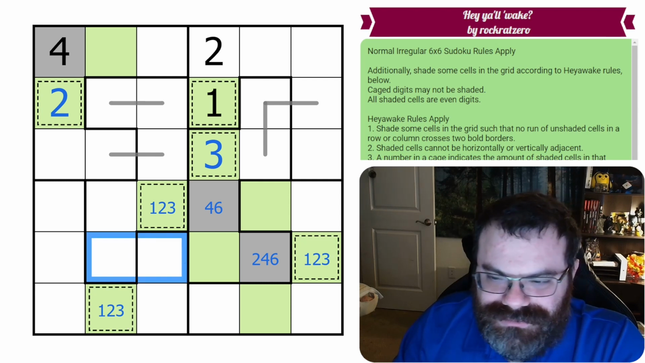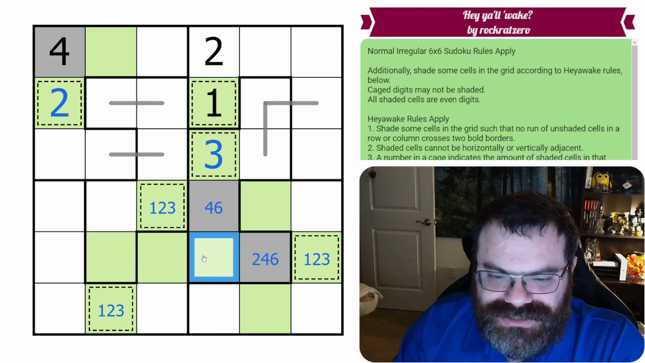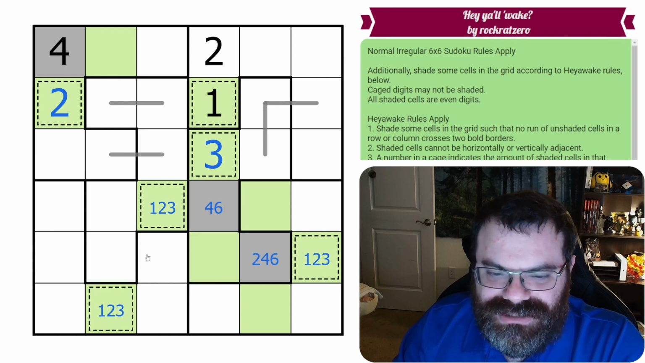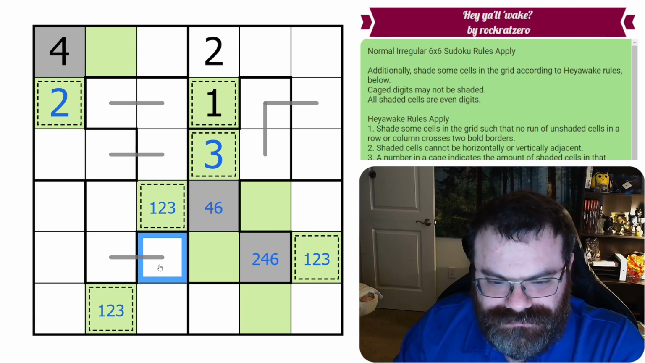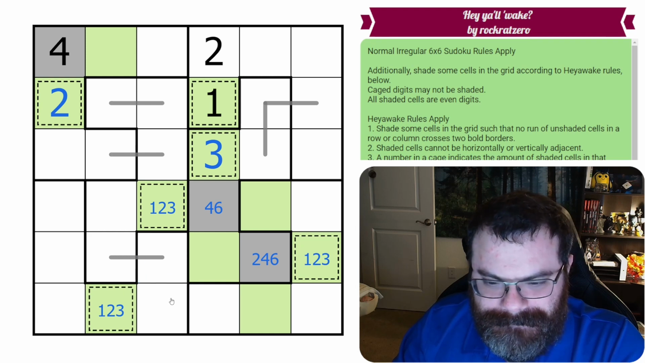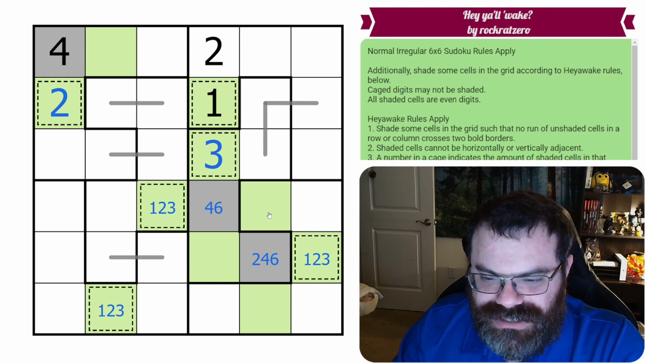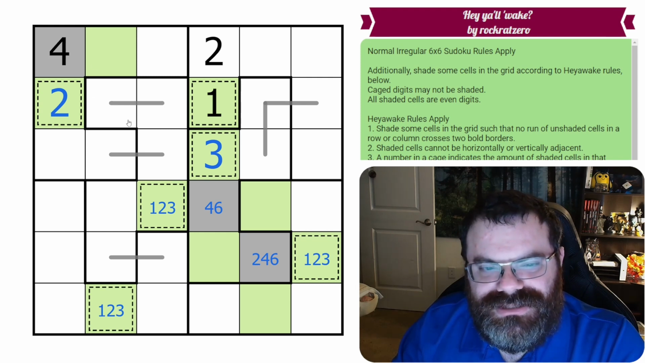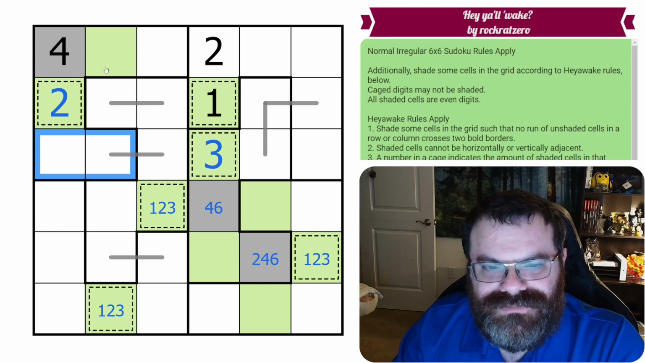How about this run? If these 2 are shaded, yeah, this is what I'm looking for. If these 2 are shaded, then again, we cross 2 borders. So we can't do that. So one of these is going to end up shaded. Not 100% sure what to do with that. Let's see, am I missing anything obvious? We have a 6 somewhere that's going to end up shaded.